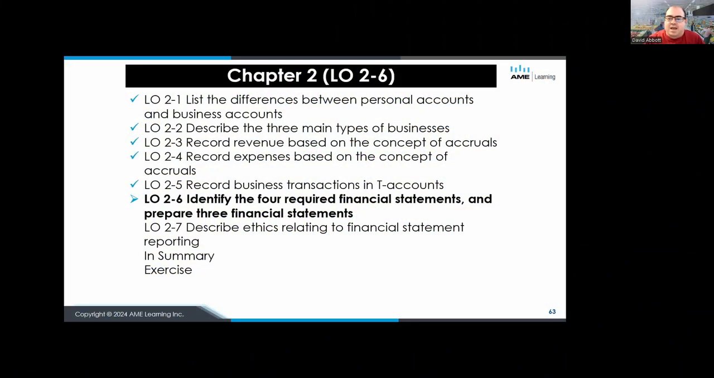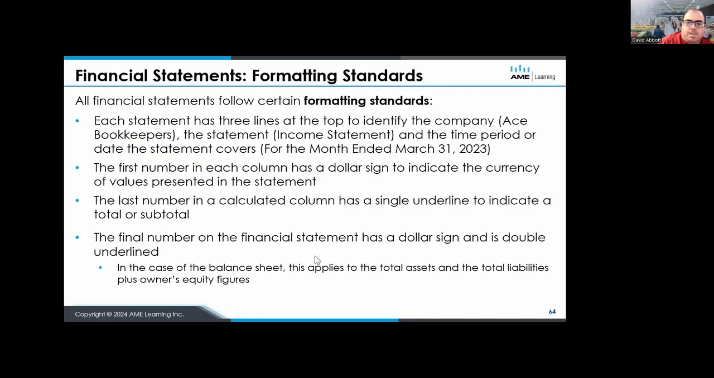So now we're going to take a look at identifying 4 required financial statements and how to prepare 3 of these. So first of all, financial statements formatting standards. All financial statements are going to have to follow certain formatting standards.